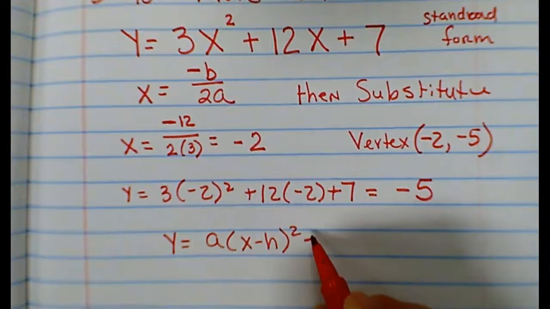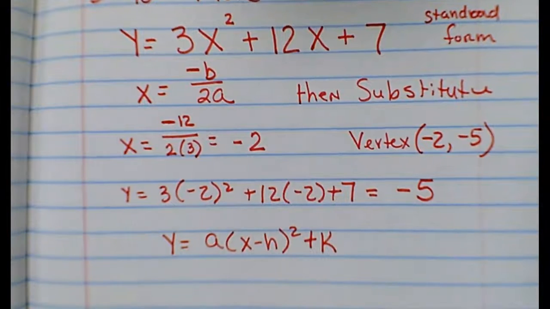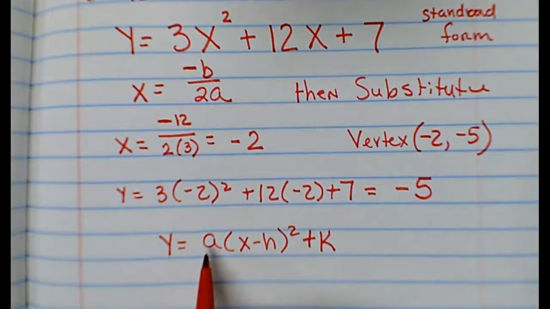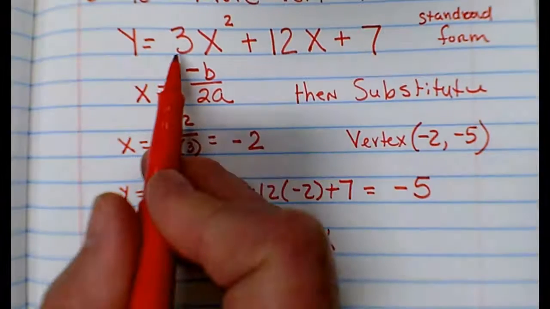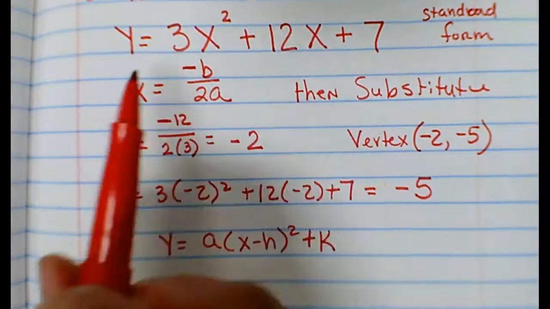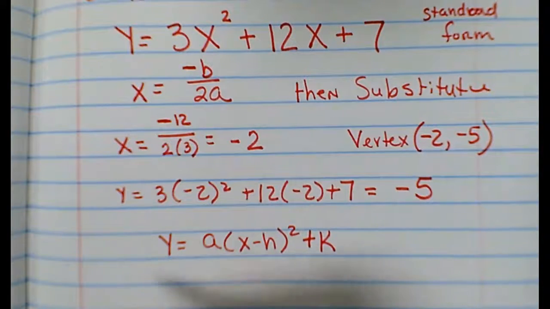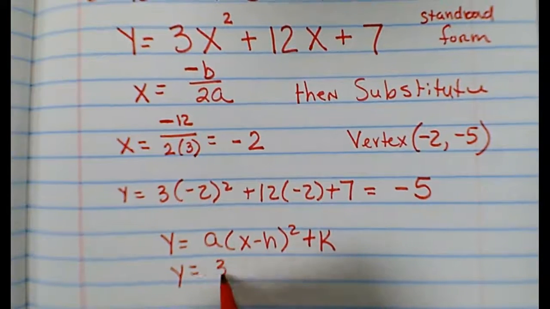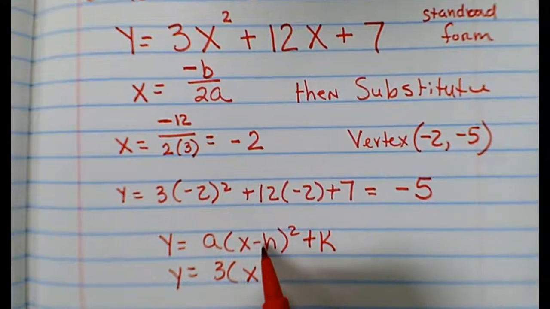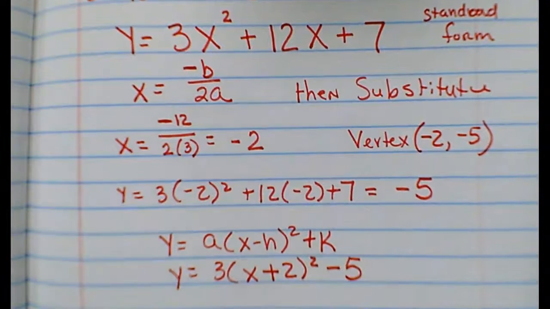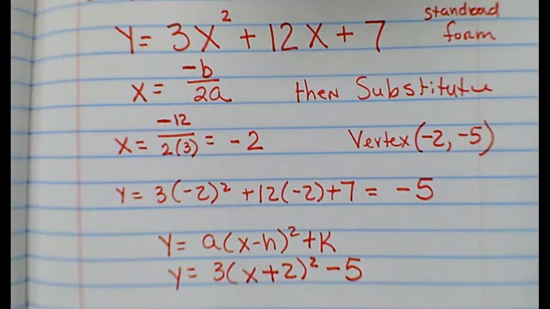The vertex form looks like this. Where do I get the A? Well, what's the A up here? And the A up here is the same as the A down here. The A is the same no matter what form. And so x minus a negative 2. So that is the vertex form.